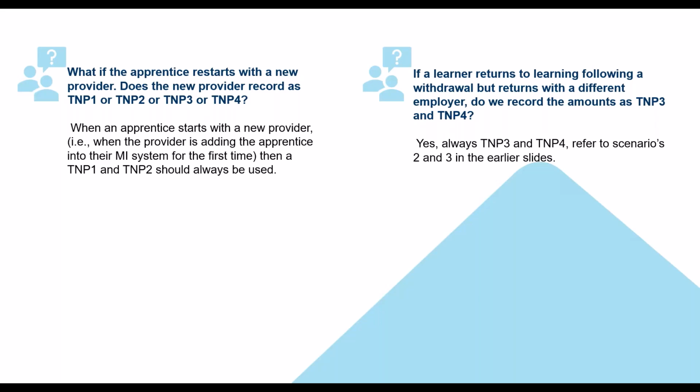The next question, if a learner returns to learning following a withdrawal but returns with a different employer, do we record the amounts as TNP 3 and TNP 4? Yes, always. TNP 3 and TNP 4, refer to scenarios 2 and 3 in the earlier slides.